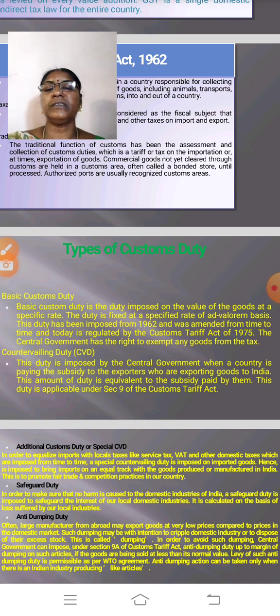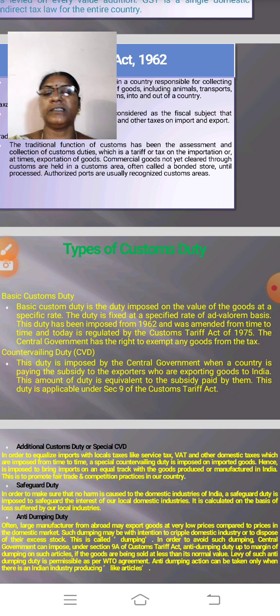Countervailing duty, says CVD, is imposed by the central government when a country is paying a subsidy to the exporters who are exporting goods to India. This amount of duty is equivalent to the subsidy paid by them. This duty is applicable under Section 9 of the Customs Tariff Act.